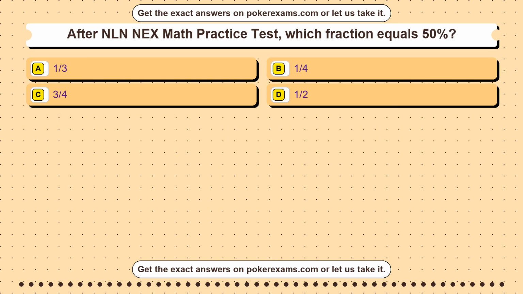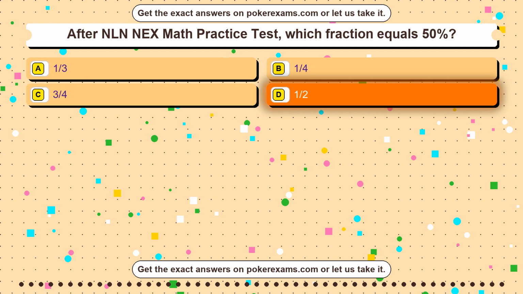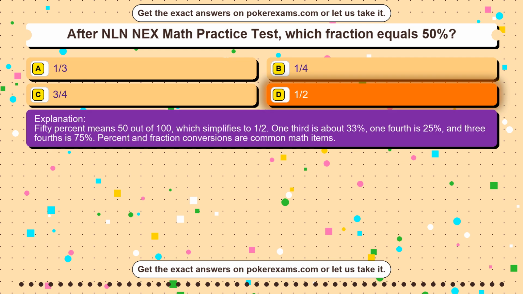Question 46. NLN NEX math practice test: which fraction equals 50%? Option A 1/3. Option B 1/4. Option C 3/4. Option D 1/2. The correct answer is option D, 1/2. 50% means 50 out of 100, which simplifies to 1/2. 1/3 is about 33%, 1/4 is 25%, and 3/4 is 75%. Percent and fraction conversions are common math items.